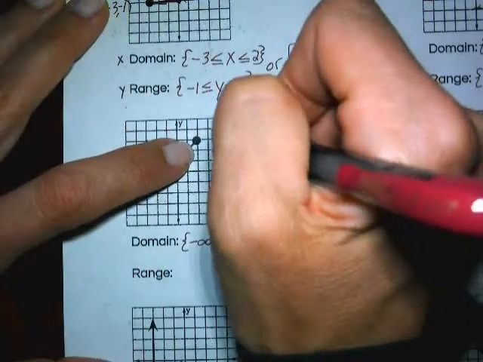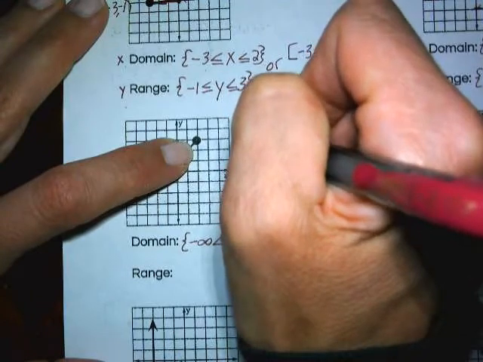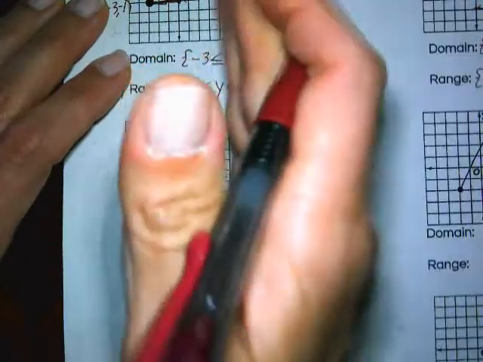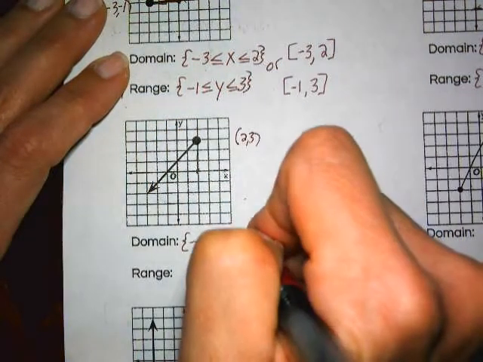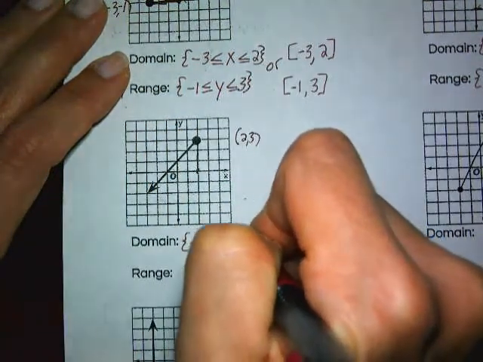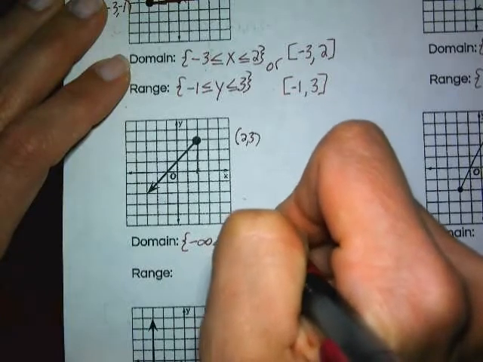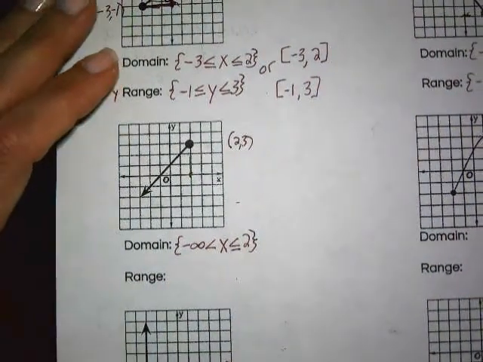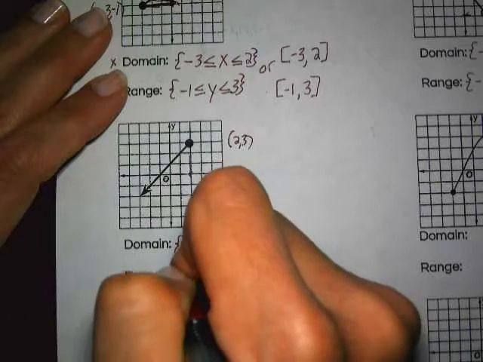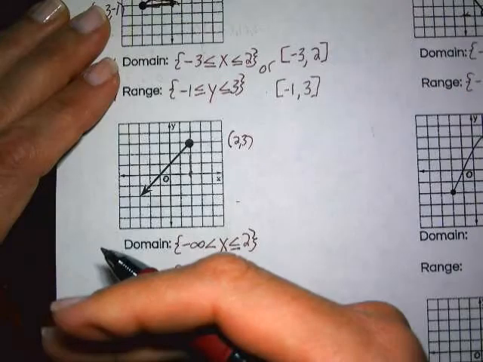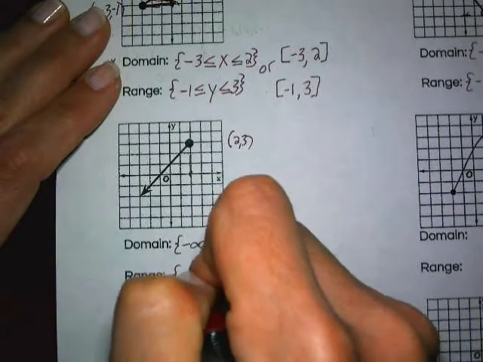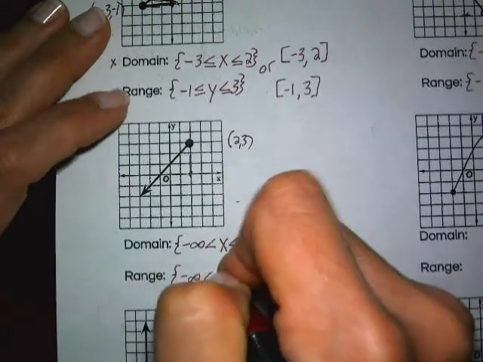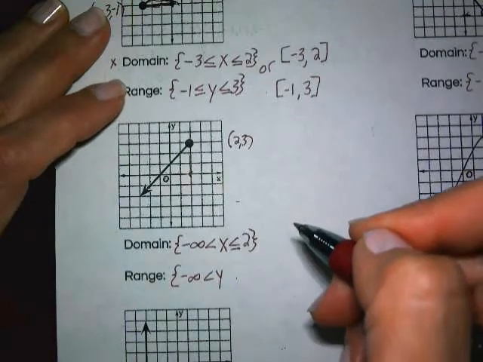I didn't mark this point. This is the point 2, 3. So it goes up, our rightmost point is this point here, which is the x value of 2. Less than or equal to 2. Range, again, you're going to the bottom of your graph, infinity. So negative infinity less than y this time because we're doing range.